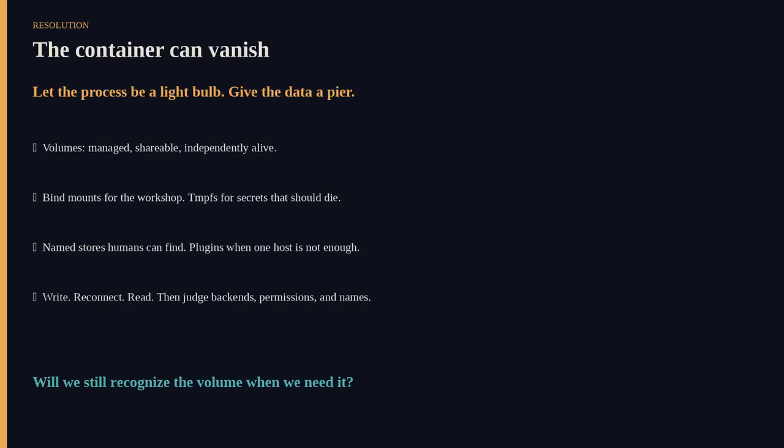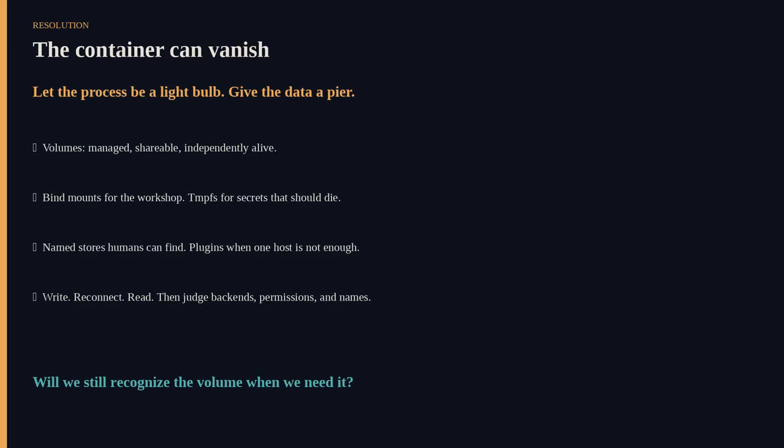We opened on a vanishing container and a file that had no right to disappear. The answer was not to make containers permanent. That would betray the whole point of replaceable software. The answer was to split the lives. Let the process be a light bulb. Give the data a peer. Volumes are that peer. Docker managed, independently alive, shareable without photocopying, generally safer and more production ready than a bind mount into whatever folder happened to be handy.